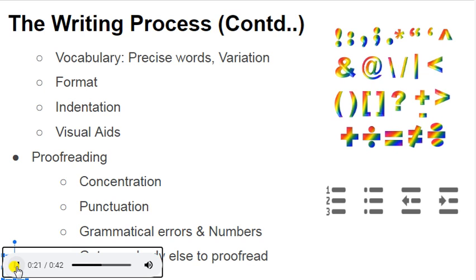Now the fifth point is proofreading. Now this is a line by line or a word by word review. All your grammatical errors, punctuations, everything is taken care of in proofreading. So it is as important as any other thing. Concentration plays a very important role in proofreading.